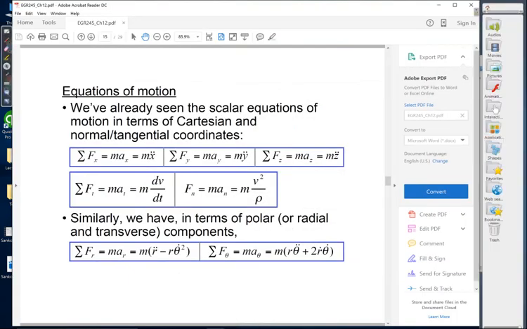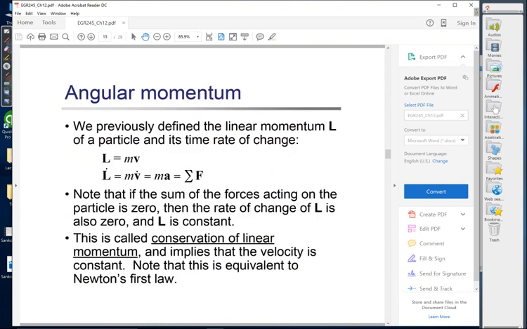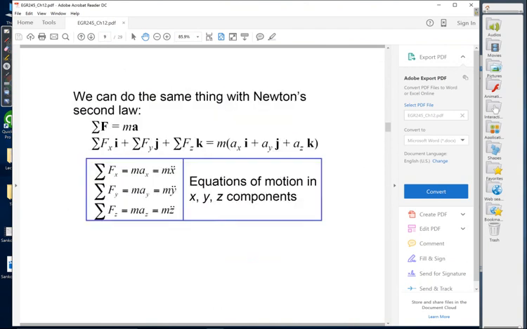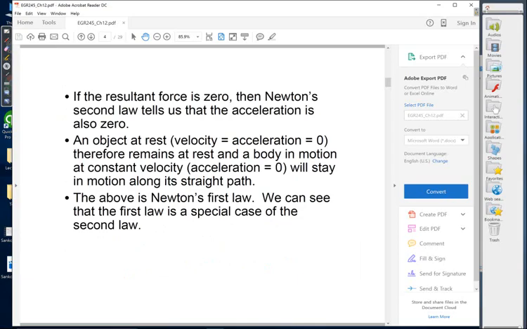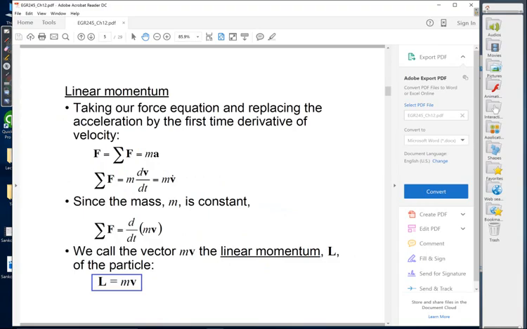Okay, so the next thing we want to talk about is something called linear momentum. You've all probably seen this before in physics, right? Linear momentum is derived from Newton's second law, okay?